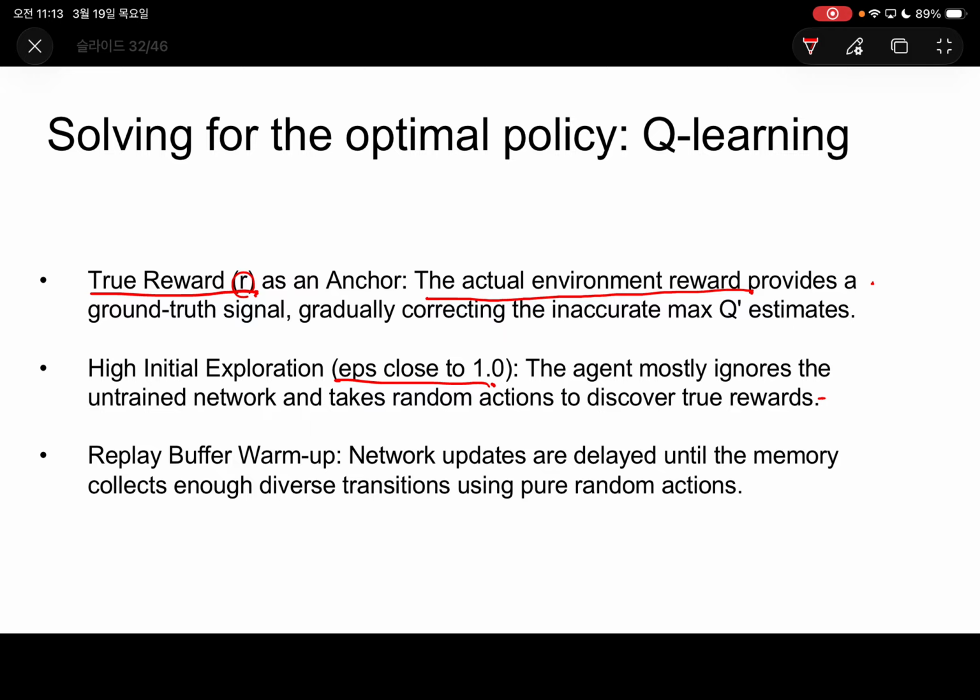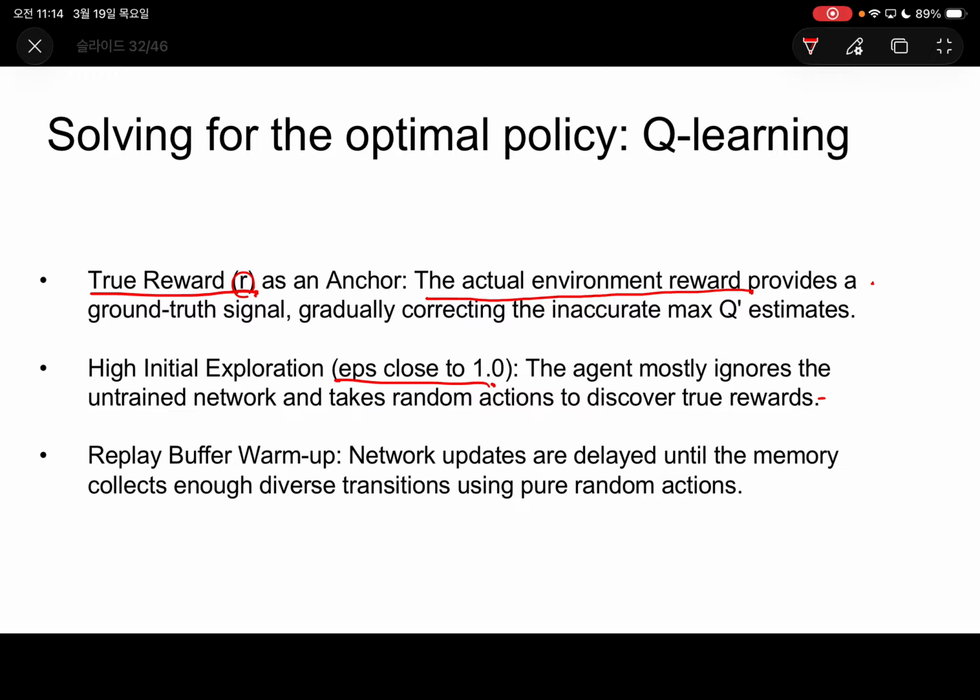So instead of exploiting what we've learned so far at the early stage of the training, because in the early stage of training we learn almost nothing, right? We just let the network explore the environment, so that you always take random action and then get some true reward from the actual environment.